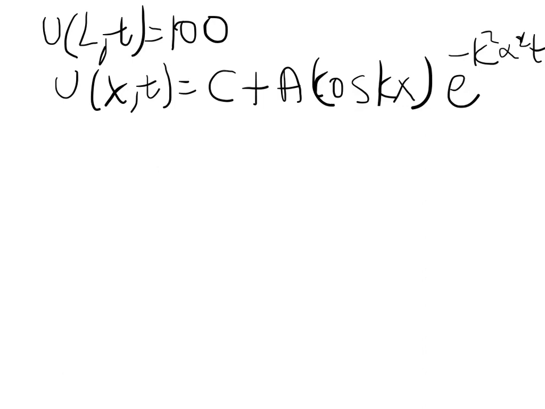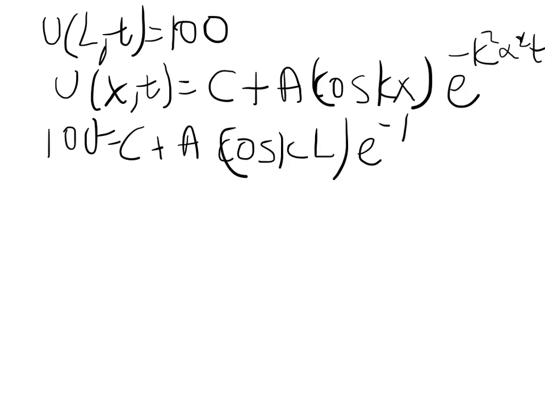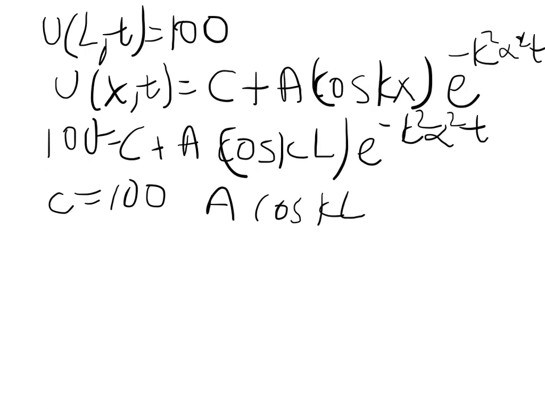And from that we're going to evaluate at L for x and set equal to 100. So 100 equals c plus a cos kL e to the minus k squared alpha squared t. Using similar logic here, we know that if this is going to hold true for all time values, we have two conclusions. One, c is going to equal 100. And a cos kL is going to equal 0, because the e expression cannot equal 0. And so what does that mean?